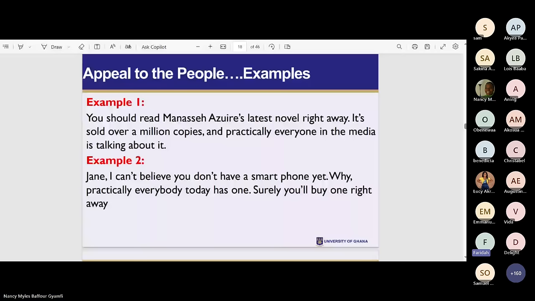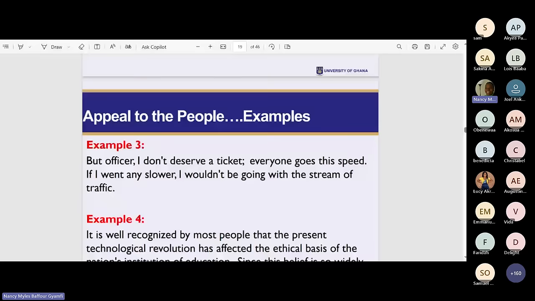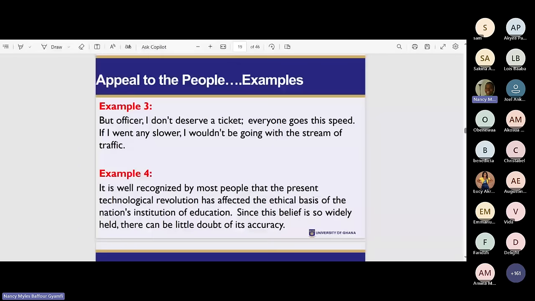There we go. Me too, I don't have a smartphone. But they say because everybody has it, I must have one. That's the reason.